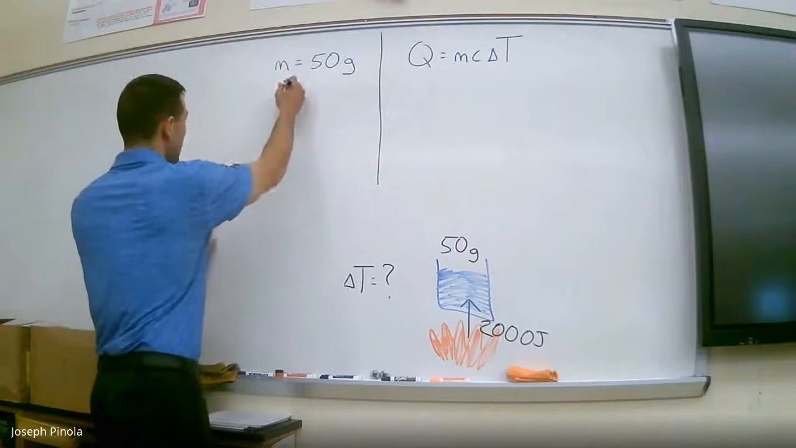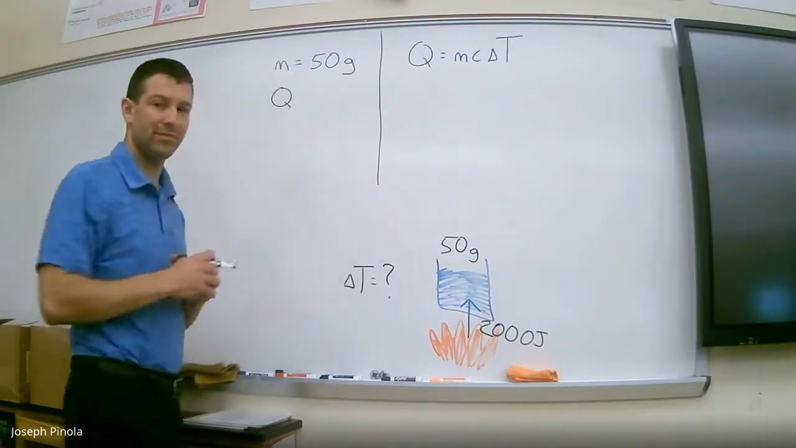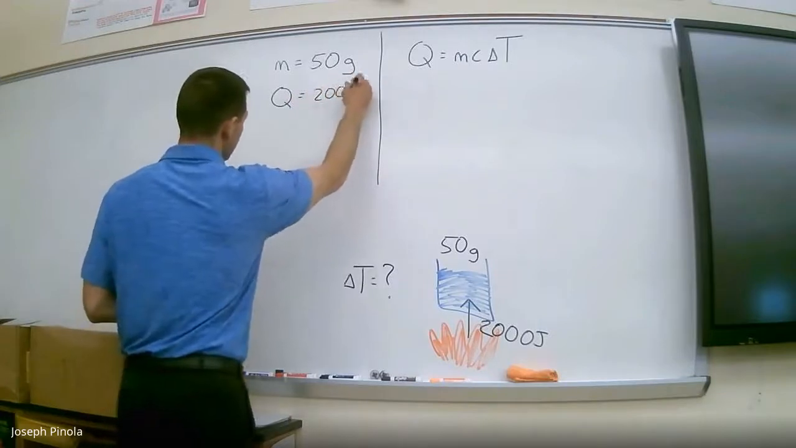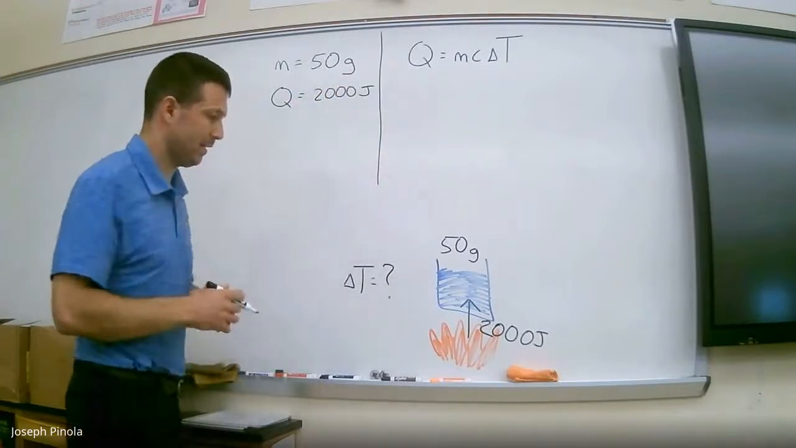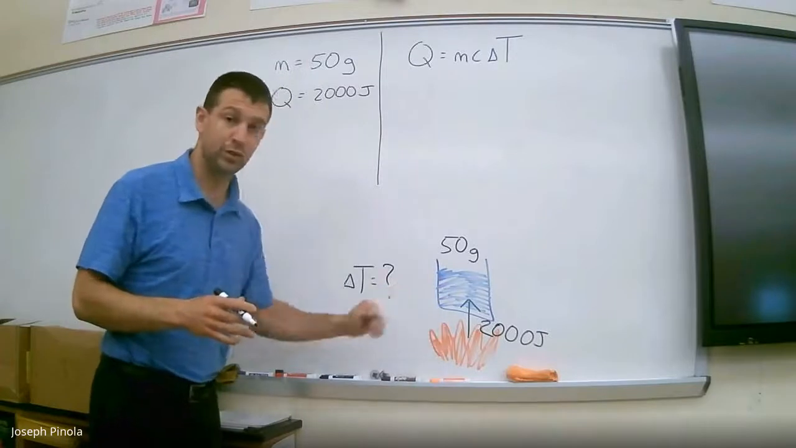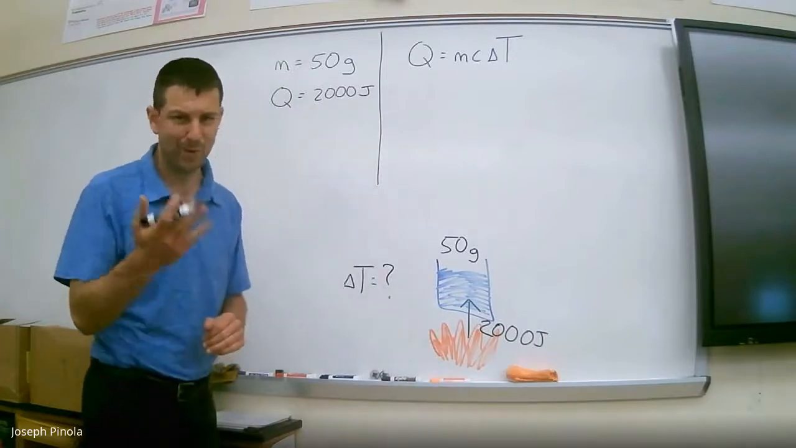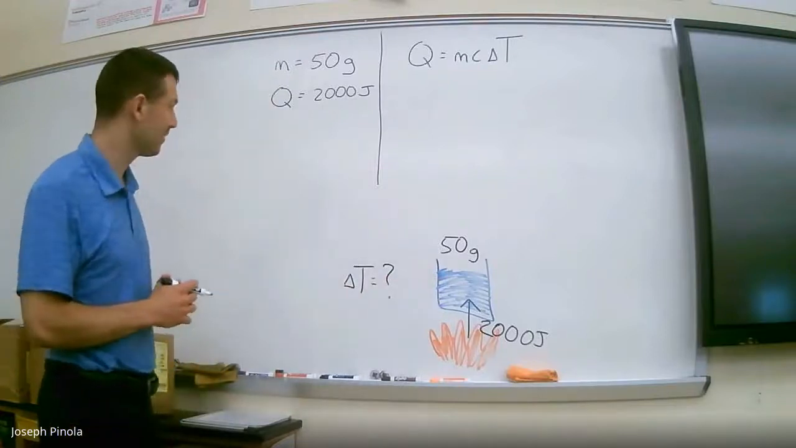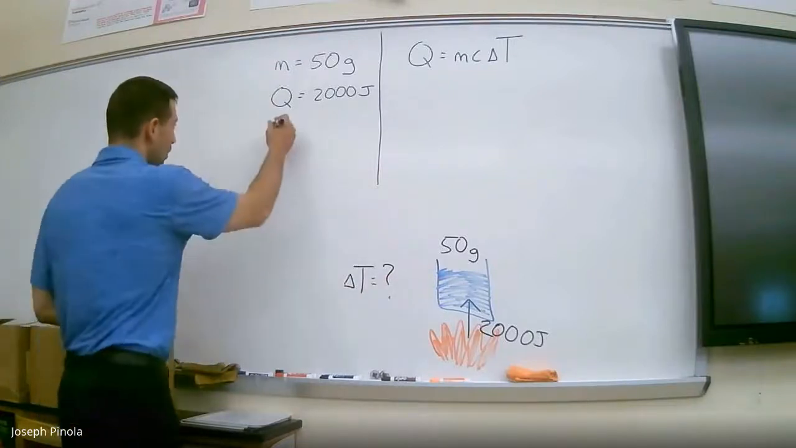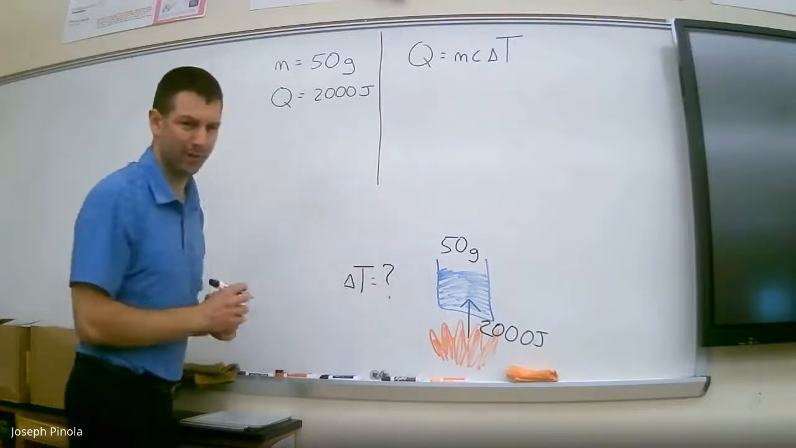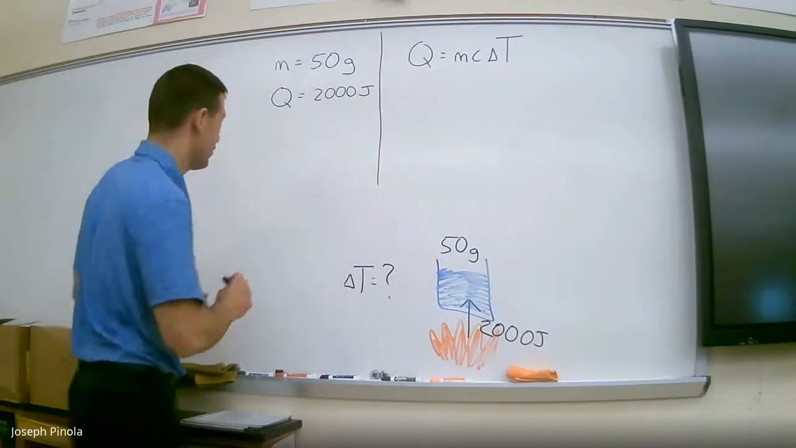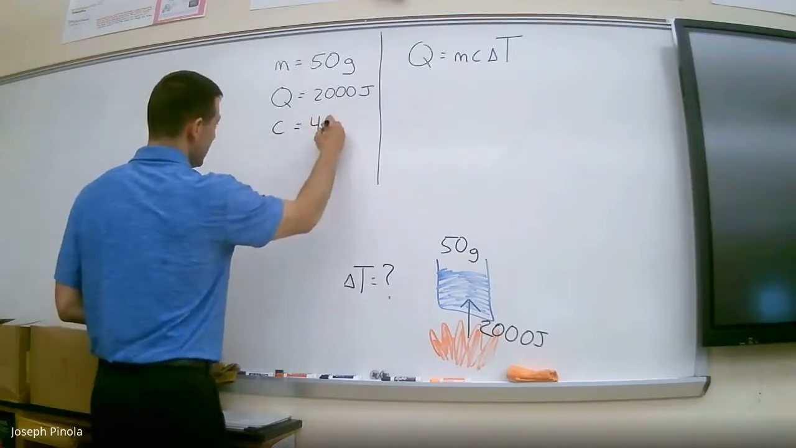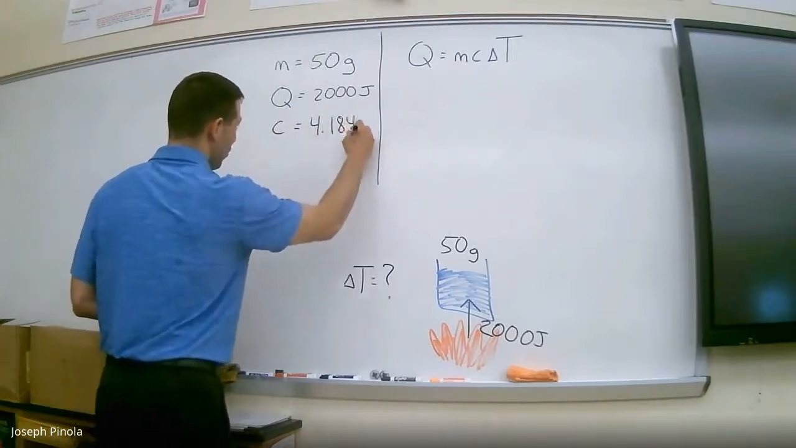Next, we're going to write in the amount of heat, Q. In this case, Q equals 2,000 joules of heat. That's because the fire gave 2,000 joules of heat energy to the water. Remember, just like always, heat flows from high to low temperature. Lastly, we know that our substance is water. That's the substance we're trying to find the temperature change of. And water, if you remember, has a specific heat capacity of 4.184.